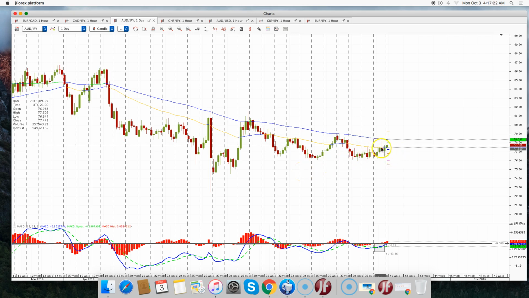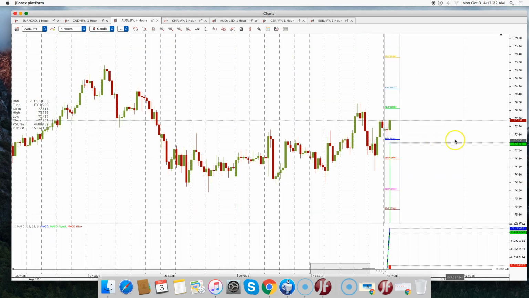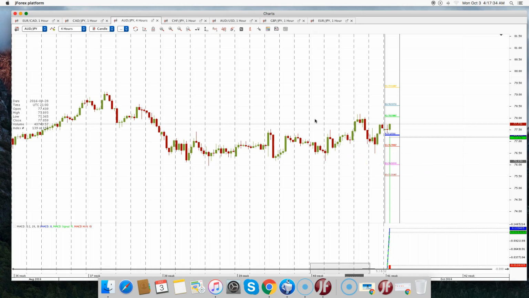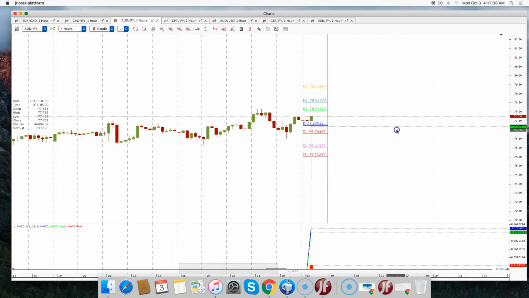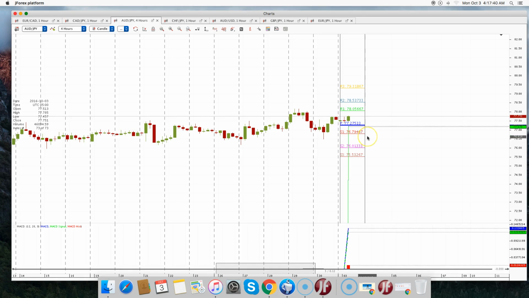It is breaking the 50 moving average line and the crossover on MACD. So I'm looking to buy the Australian dollar. I also go over to the 4-hour chart and notice that price is above the central pivot point. It's the other indicator that I also use. And price is starting to find support, and we're heading north.